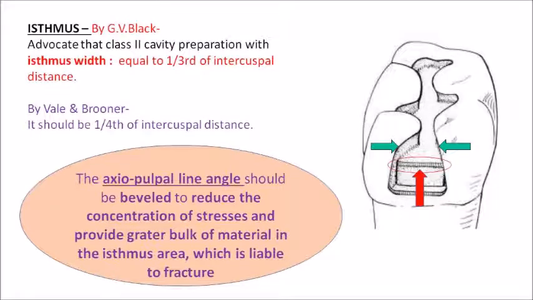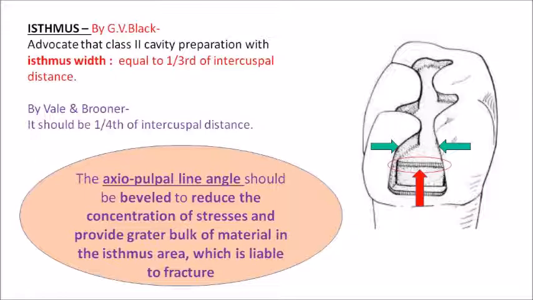The very important part in a cavity preparation is the isthmus. The name isthmus was given by G.V. Black, who advocated that a class 2 cavity preparation should have an isthmus width equal to 1/3 of the intercuspal distance. You can see in the picture what an isthmus is. According to Weil and Brunner, it should be 1/4 of the intercuspal distance.